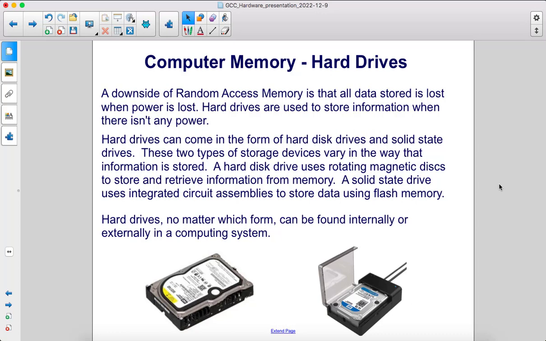A solid-state drive uses integrated circuit assemblies to store data using flash memory. Hard drives, no matter which form, can be found internally or externally in a computing system.